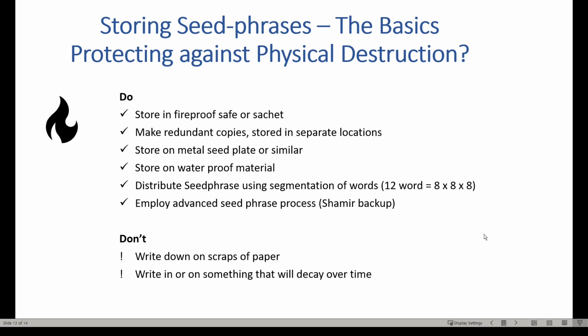So store it in waterproof material. Like we said, even if it's just as simple as laminating something, at least it's better than writing it on a folded up scrap of paper.